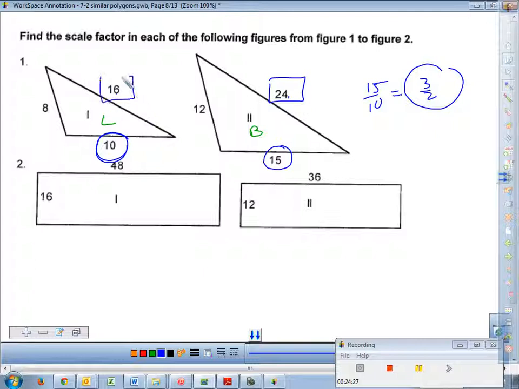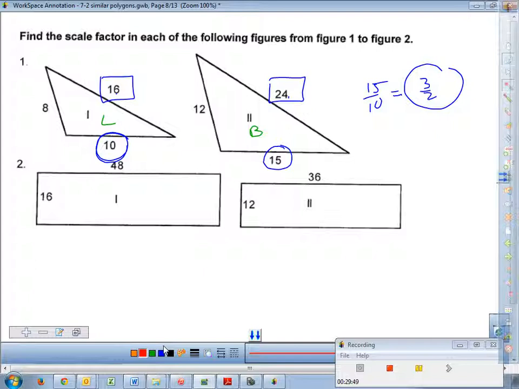If I did 24 over 16, don't those correspond to each other? Should I get 3/2 again? I better. And same thing with 12 over 8. Shouldn't I get 3/2 again? Right? All the corresponding sides have the same scale factor. That's what it means when they say they're proportional. Do that on 2.